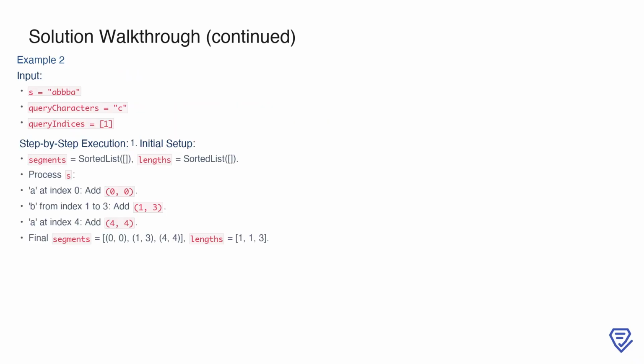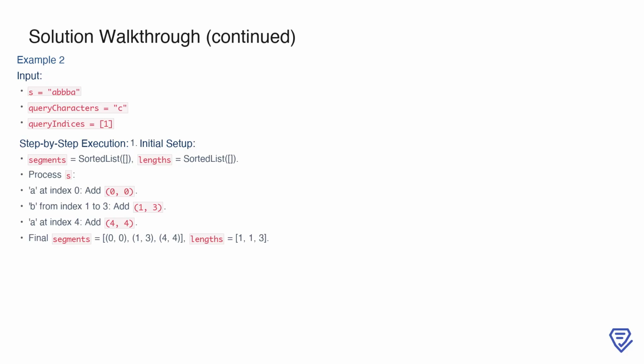In example 2, the input string is s equals ABBB and the query changes the character at index 1 to C. We start by initializing segments and lengths as empty sorted lists. As we process the string, we identify three segments. The first character A at index 0 becomes the segment 0, 0, the contiguous B's from index 1 to 3 form the segment 1, 3, and the final character at index 4 is added as 4, 4. At this point, segments contains 0, 0, 1, 3, 4, 4, and lengths contains 1, 1, 3, corresponding to the lengths of these segments.